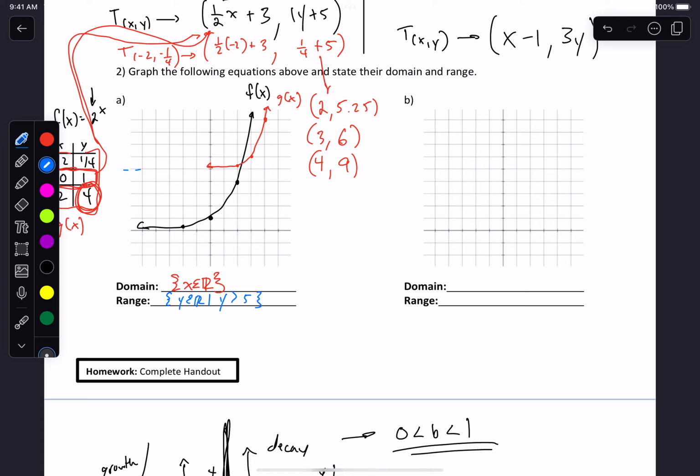Because there's a horizontal asymptote here. How do I know it's there? Just out of curiosity, where was it originally? It was originally at y equals 0. And then we took the base graph and translated it vertically 5 units, which means the asymptote went with it, 5 units up. Okay?